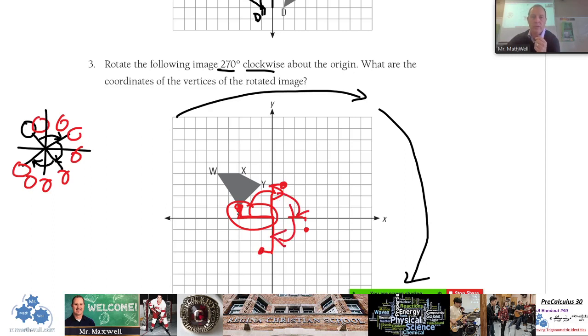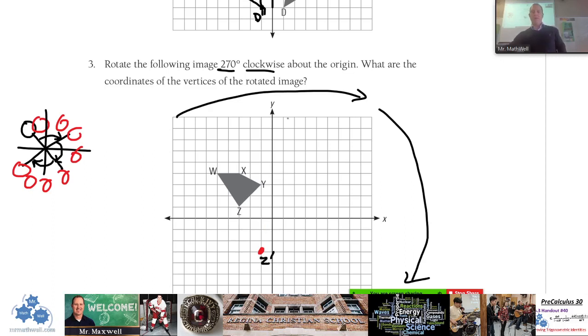So here's going to be your Z. Okay. So Z is going to go up there. It's going to go down here. It's going to go over here. You see that? Yeah. And that's going to be 270. So that's going to be Z prime.